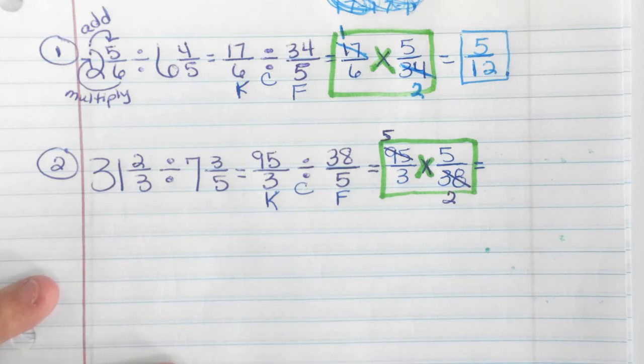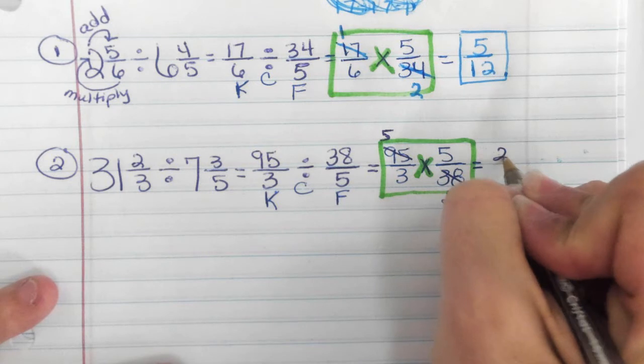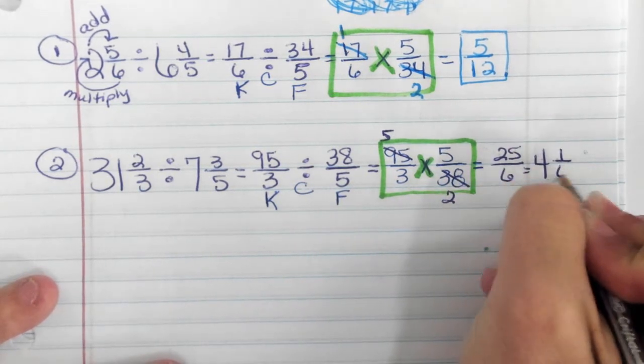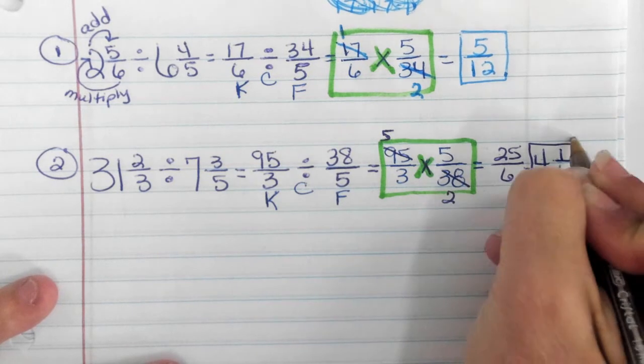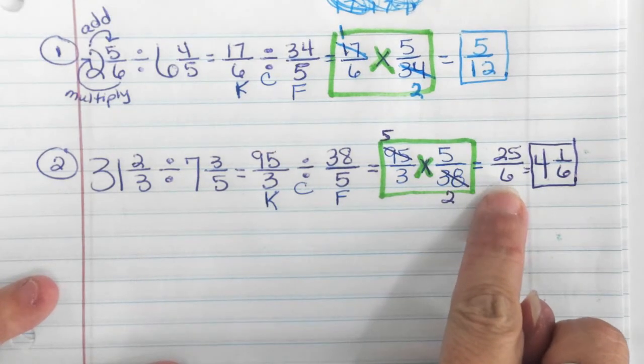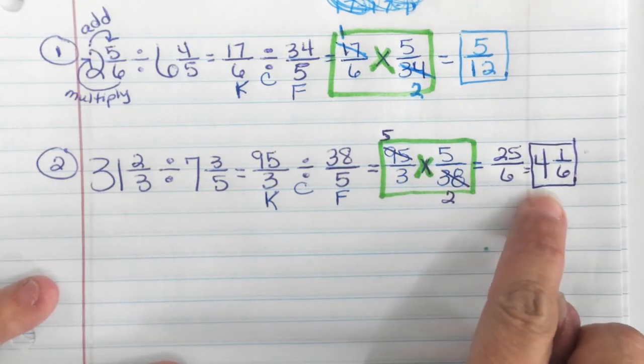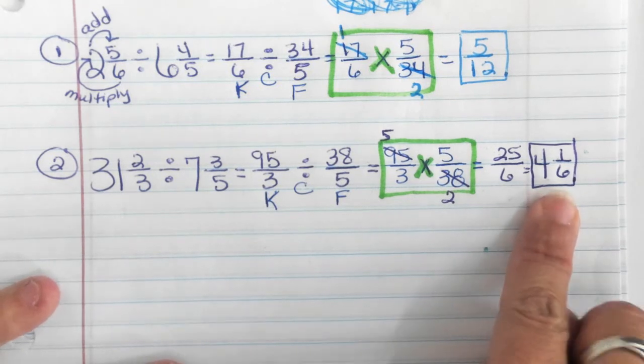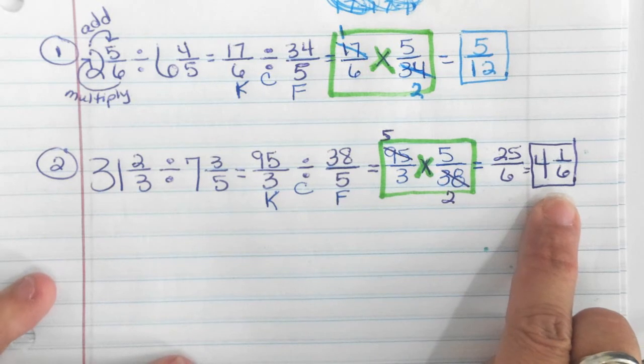So, yes. Shouldn't it be 4 and 1/6? Wait a minute, you're talking about the final answer? Yes, ma'am. Okay. 6 times 4 would be 24, so there'd be 1 left over out of 6. Is that right? You got it? You tell me. Did you get it?